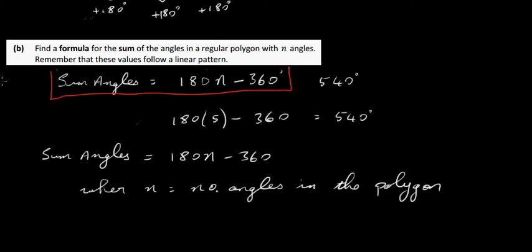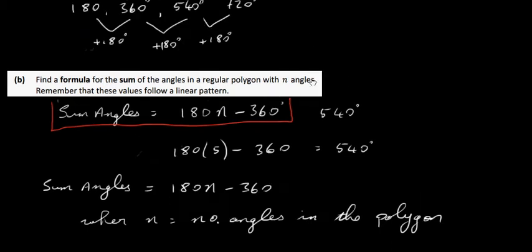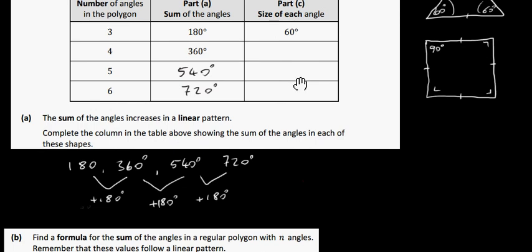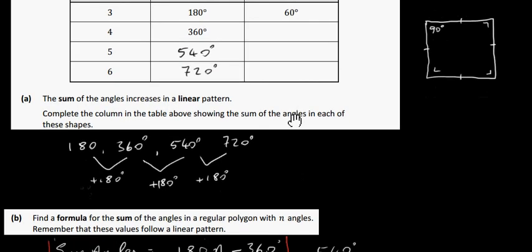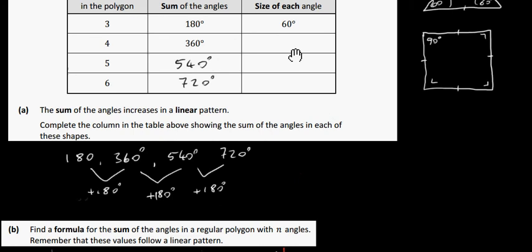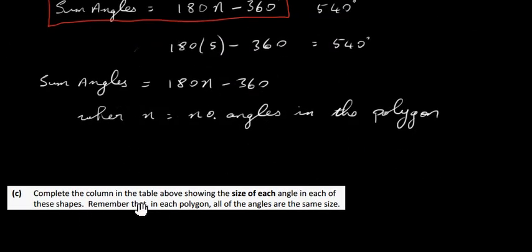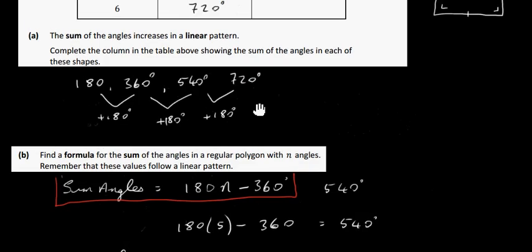Okay, so that's it. Now let's just have a look at the next part. Presumably we'll have to fill this column out as well. So let's just see, is that the case? Complete the column in the table above showing the size of each angle in each of these shapes. Remember that in each polygon all of the angles are the same size.